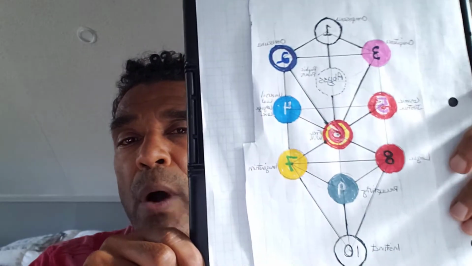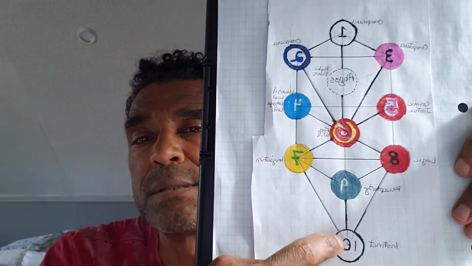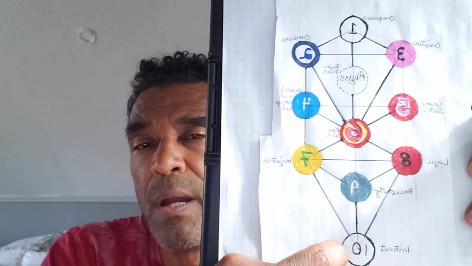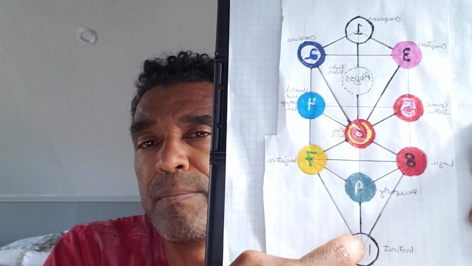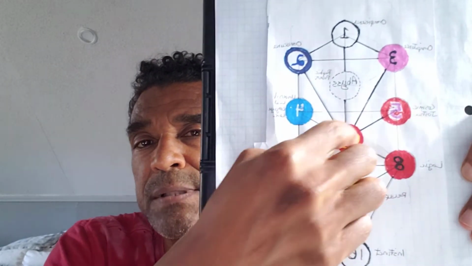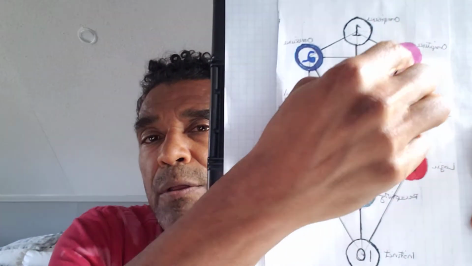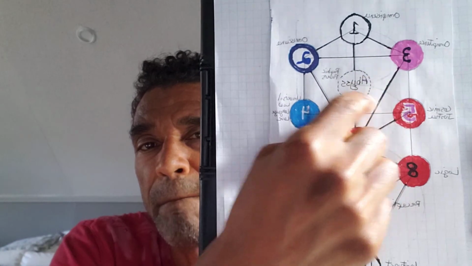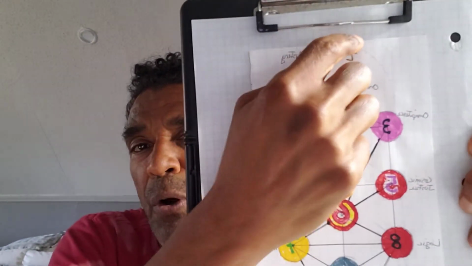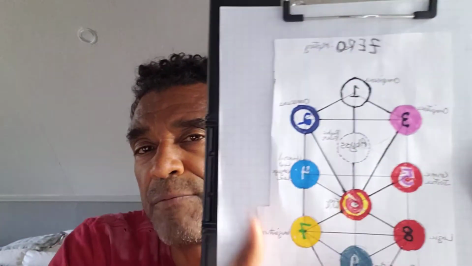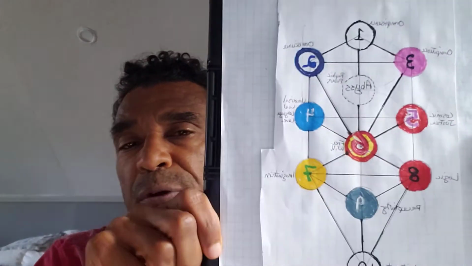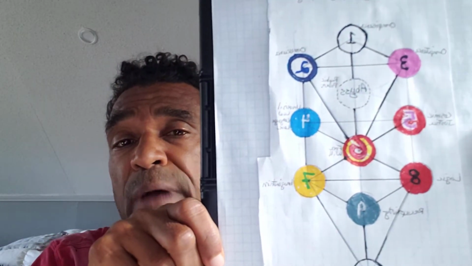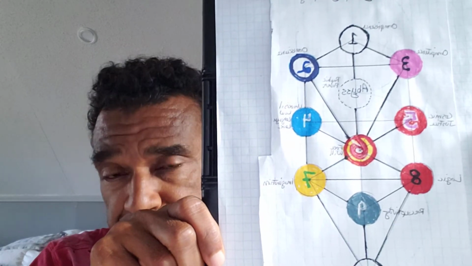But what the tree is, it's got 10 different circles that are called spheres. And they go 10, 9, 8, 7, 6, 5, 4, 3, 2, 1. Then there's a thing called the abyss here, and then there's also a 0 above the tree. So a total of 12 different categories, which we think of as faculties of consciousness.